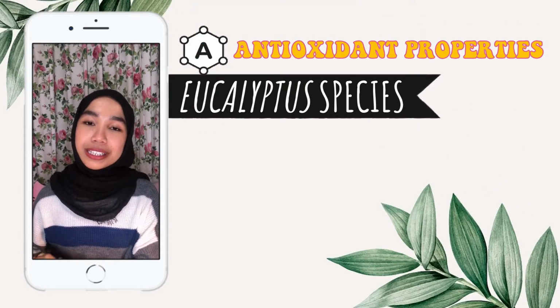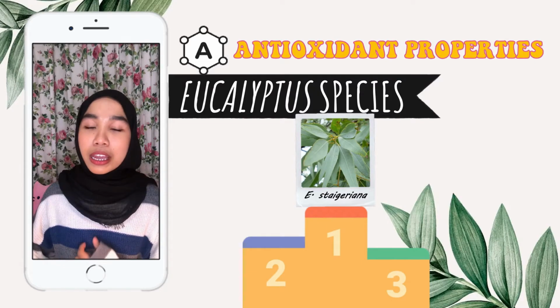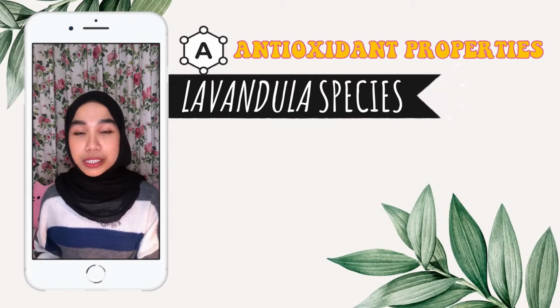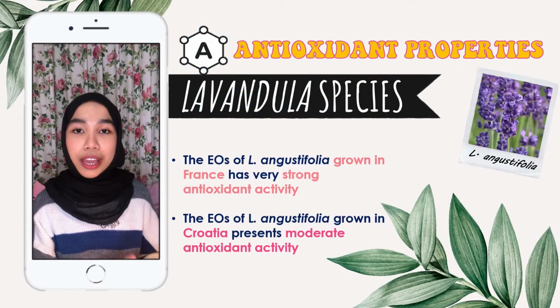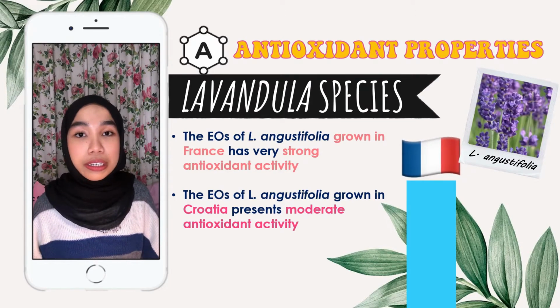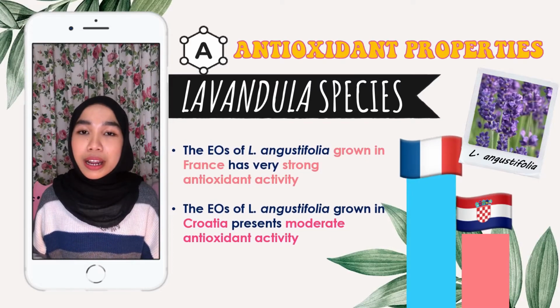For the eucalyptus species, E. staigeriana oil has the best antioxidant activity, followed by the oils of E. citriodora and E. smithii. For the Lavandula species, the essential oil of L. angustifolia grown in France shows a strong antioxidant activity in comparison to the same species grown in Croatia, which shows moderate antioxidant activity.